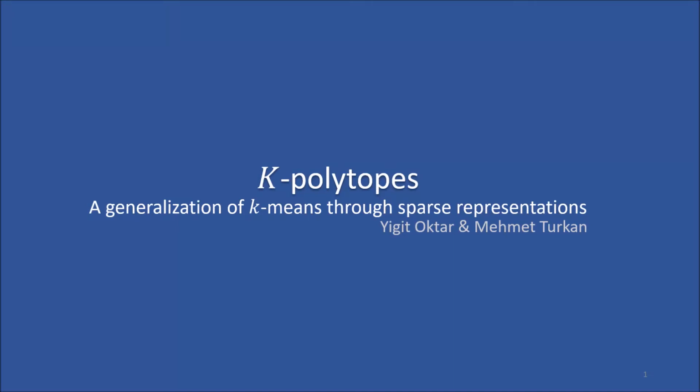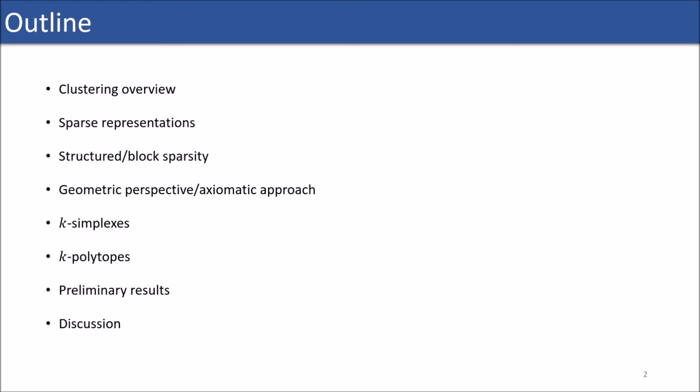K-polytopes is a generalization, or rather a superproblem, of k-means formulated through sparse representations. Here, the outline of this presentation is given. First, we will make an introduction to clustering and then tie it with sparse representations through block sparsity. A geometric perspective of this process will also be given, arriving at k-simplexes and k-polytopes formulations. Then preliminary results will be mentioned along with a discussion of this methodology.